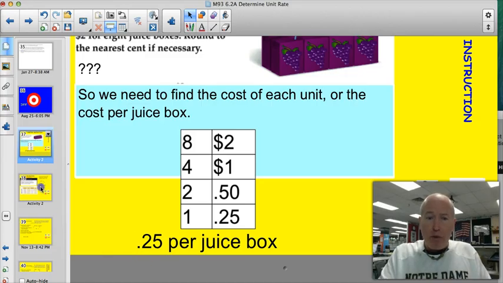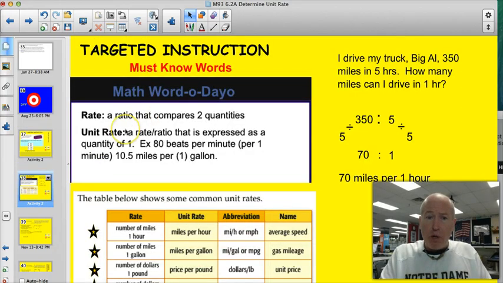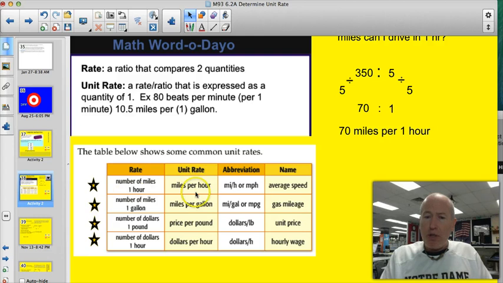Let's get to our vocabulary for the day. First of all, remember that a rate is a ratio that's comparing quantities. And a unit rate is a rate or ratio that's expressed as a quantity of 1. For example, 80 beats per minute, or 10.5 miles per gallon. Here are some other common unit rates we use: price per pound, or dollars per hour, along with the other ones that I've already mentioned.